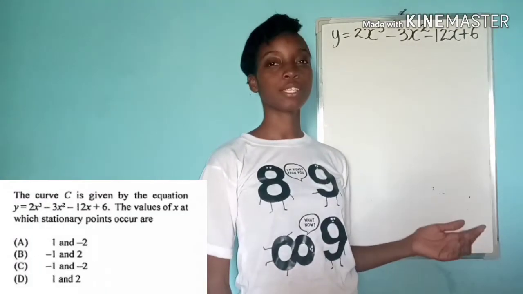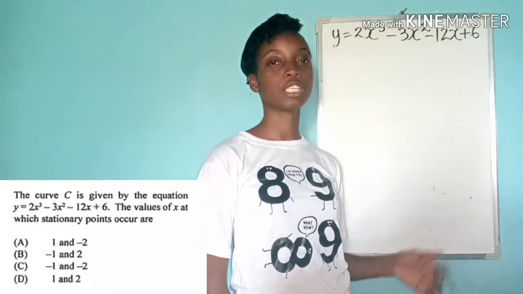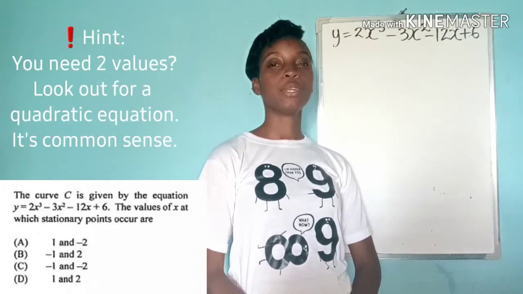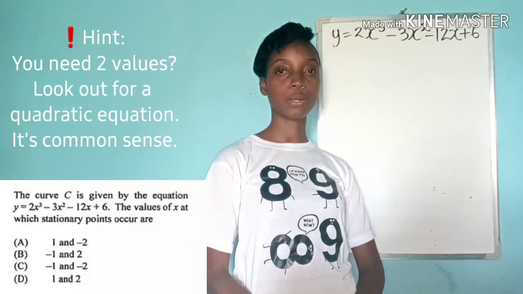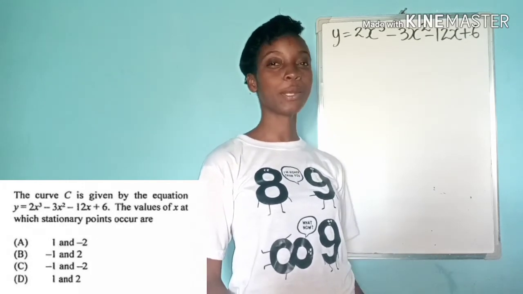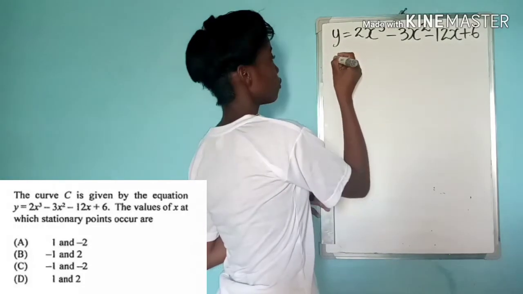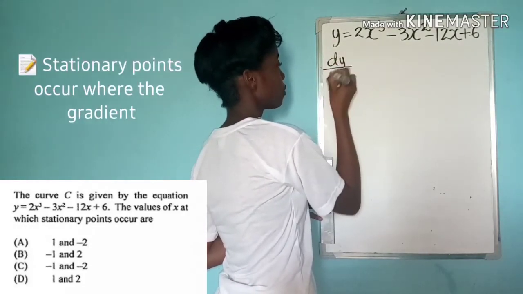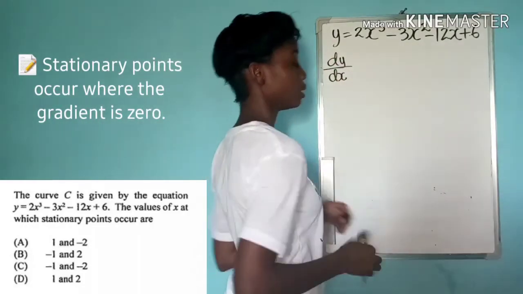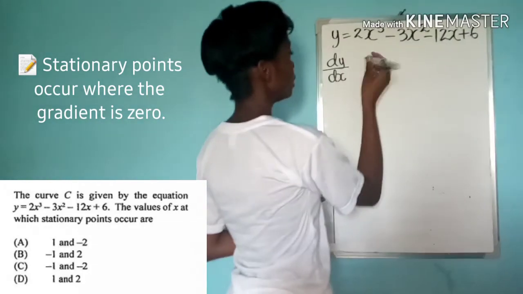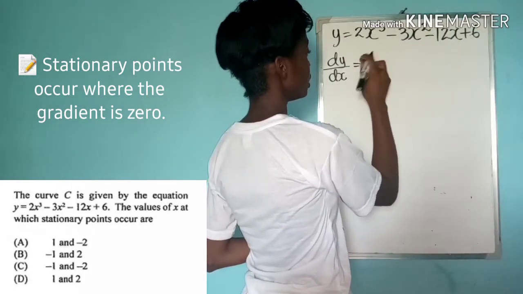This question requires us to find the values of x at which the stationary points occur. Now, one important fact that we must know is that the stationary points on the curve will occur when the gradient is 0. And by gradient, we know we also mean the derivative. All right, so here we go. We're going to be differentiating.